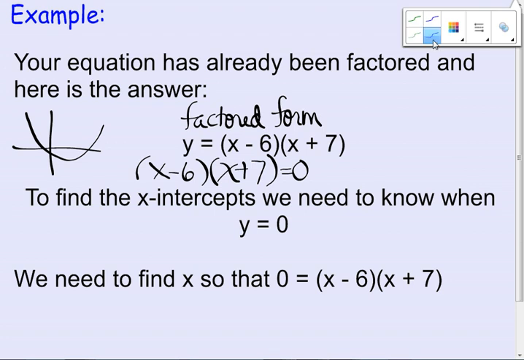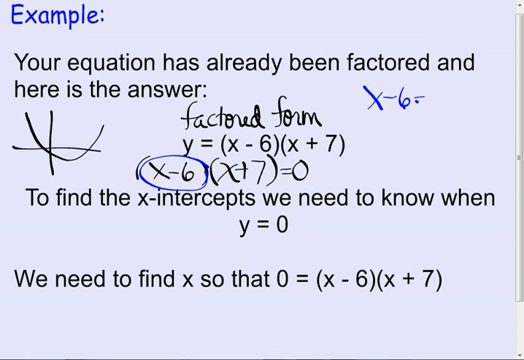So what I'm going to do is take this one and see what would make that 0. Either that one's 0, 0 times that. I don't care what x is. We can figure out what this number is, but it doesn't matter. It's a number. Or x plus 7 equals 0.